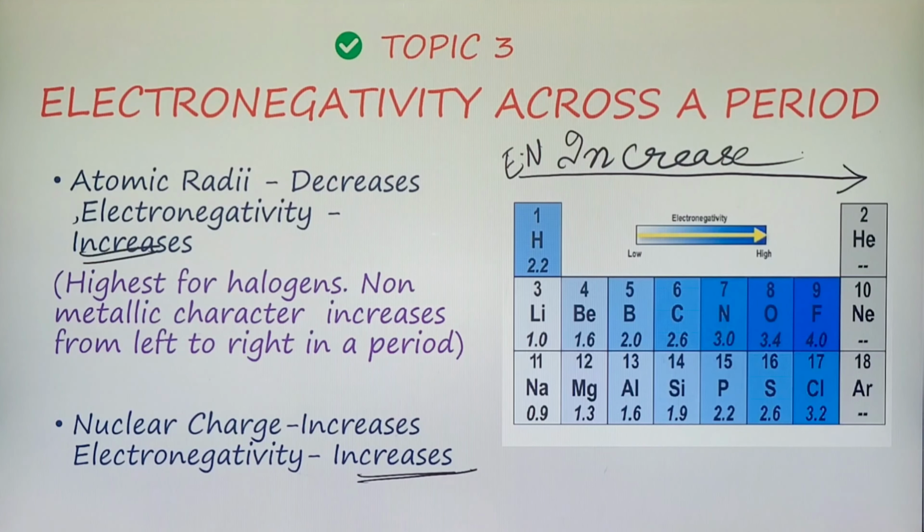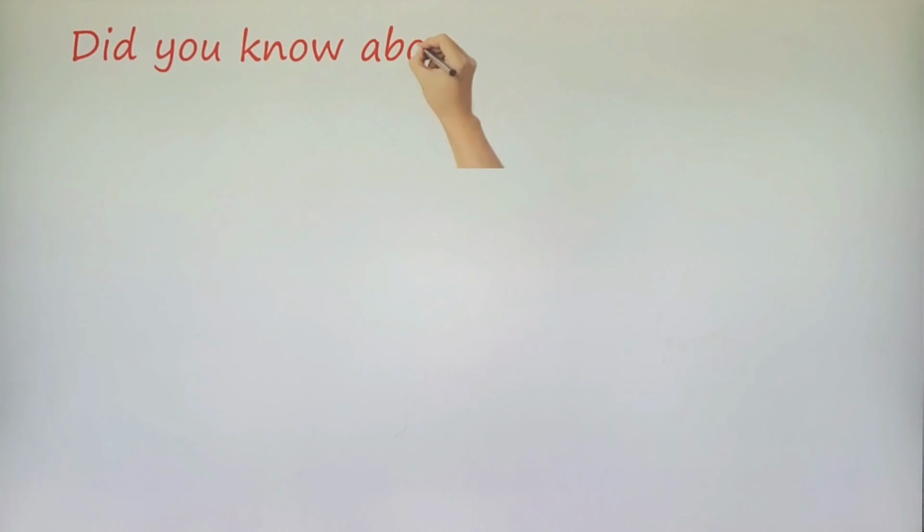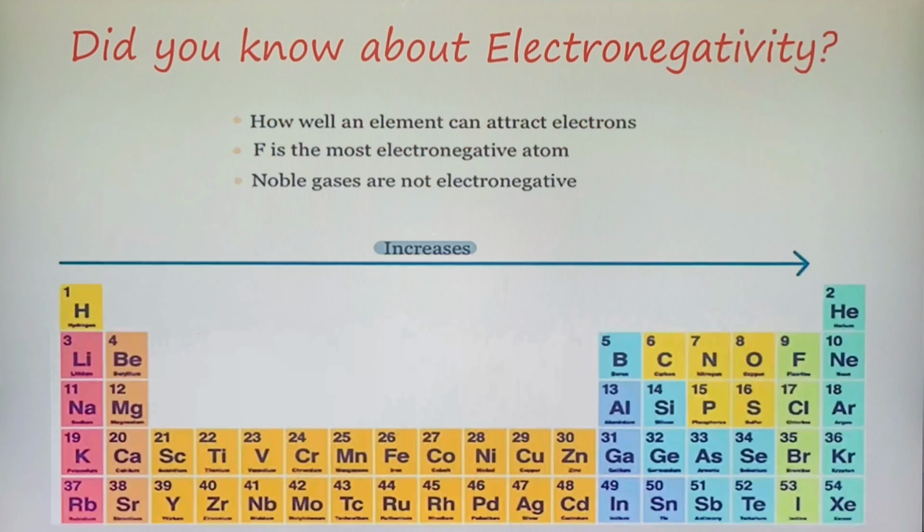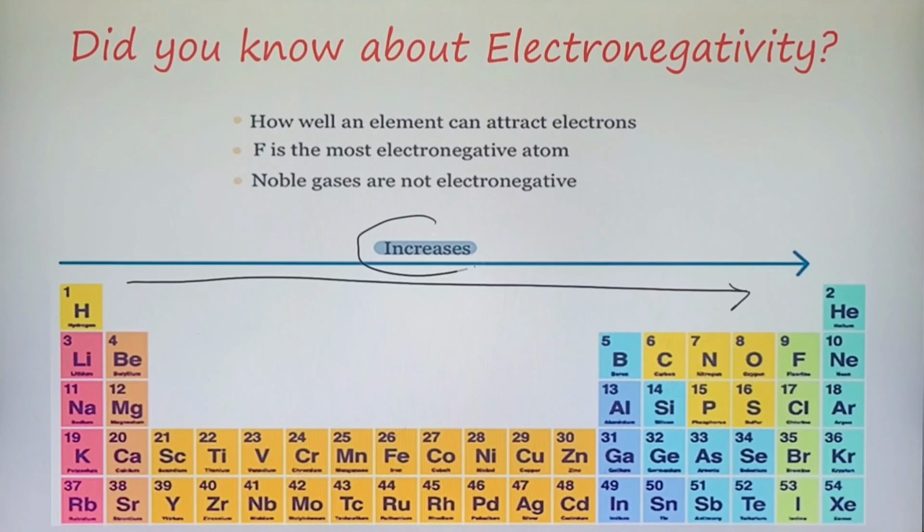Please remember this. This is the same trend as ionization potential, electron affinity, and now the third one is electronegativity. They all three follow the same trend. From left to right, ionization potential increases, electronegativity increases, electron affinity will increase from left to right. Next, you need to remember certain points when you are learning electronegativity. We have already discussed in a period, that means from left to right, what is happening to electronegativity.